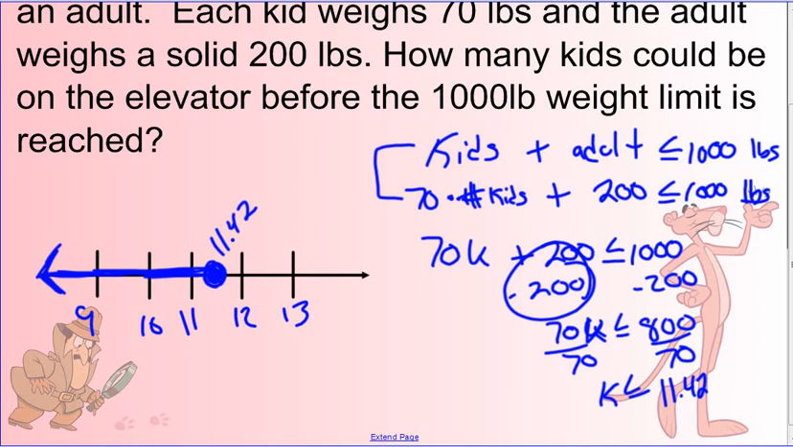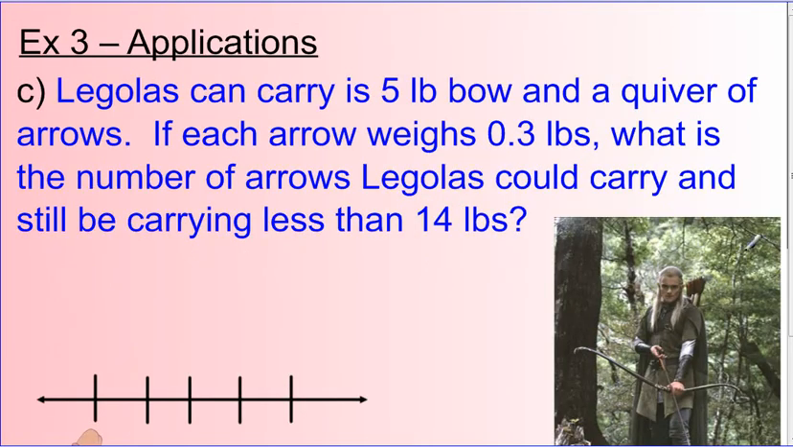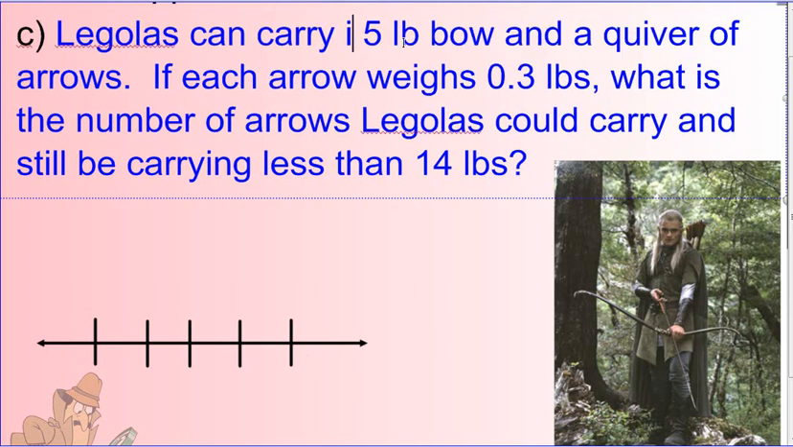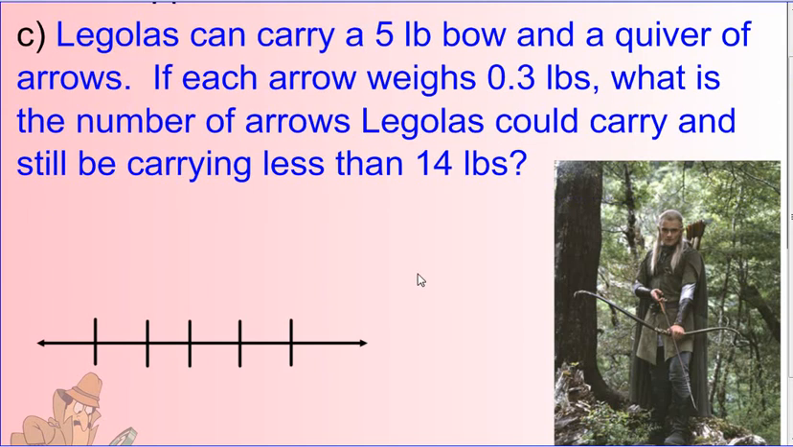Okay. Last problem for you to try. It says here Legolas can carry a 5-pound bow. Let's fix that typo while we're here. Can carry a 5-pound bow and a quiver of arrows. Each arrow weighs 0.3 pounds. What is the number of arrows Legolas could carry and still be carrying less than 14 pounds? Pause the video. Try the problem on your own. When you're ready to continue, hit play and we'll go through it together.